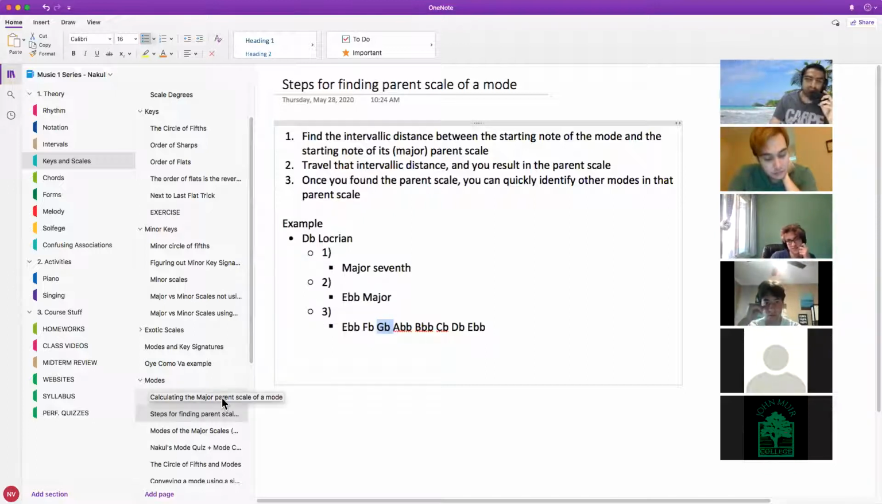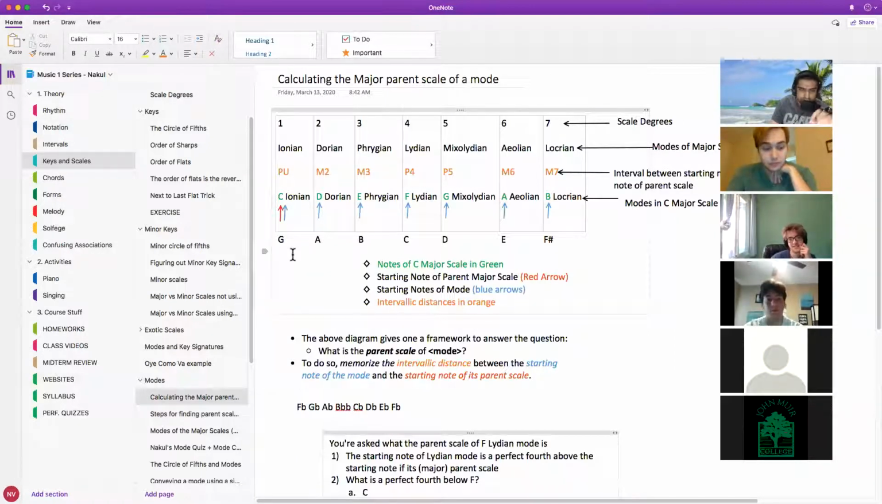In fact, let's practice saying all the modes in order. Everyone say it with me. Ready, go. Hold up your fingers so you know: 1 for Ionian, 2 for Dorian, 3. Ionian, Dorian, Phrygian, Lydian, Mixolydian, Aeolian, Locrian. One more time for good luck. Ionian, Dorian, Phrygian, Lydian, Mixolydian, Aeolian, Locrian.